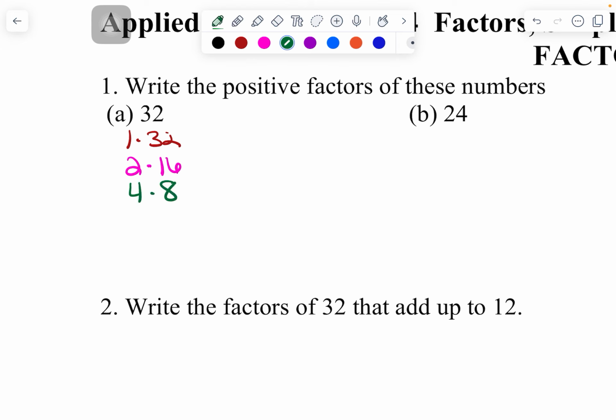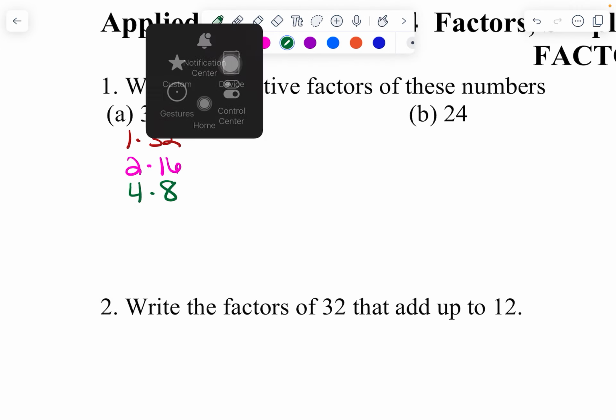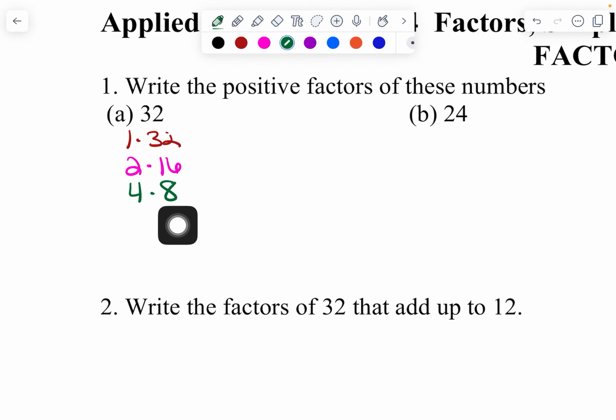All right, keep going up my list here. 5. Nope, not going to work. 6. Nope, not going to work. 7. Nope. And now that I see that 8 is already on the list here, I can go ahead and stop. So those 3 factor pairs are the things that will multiply to 32.